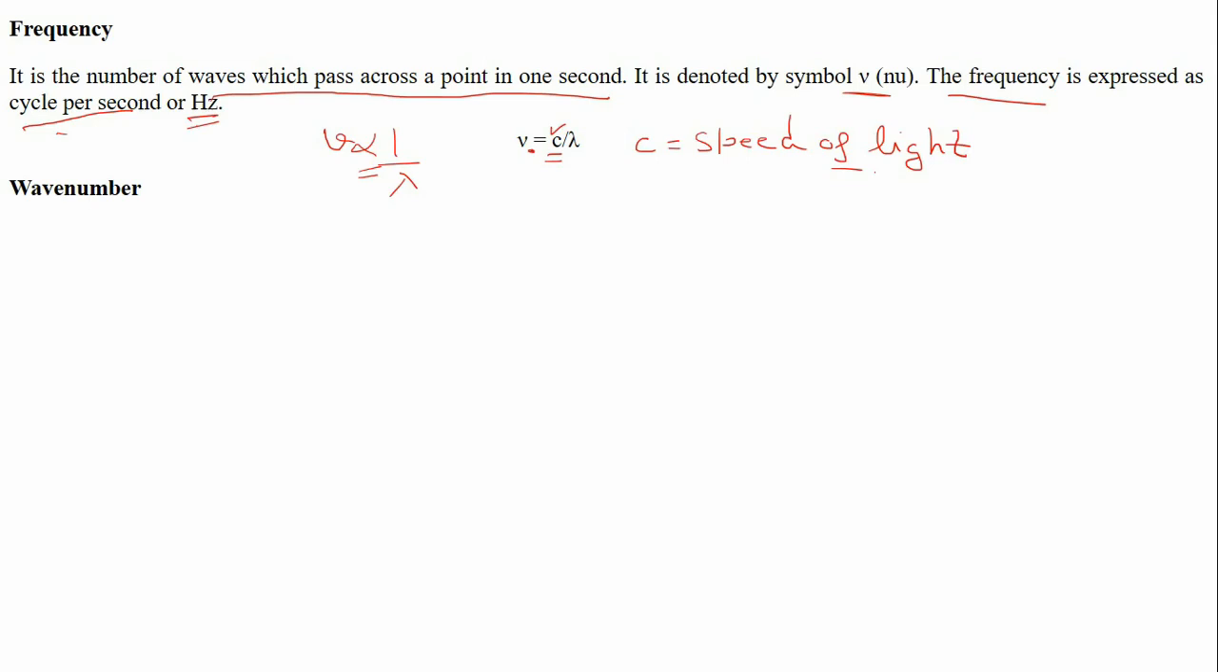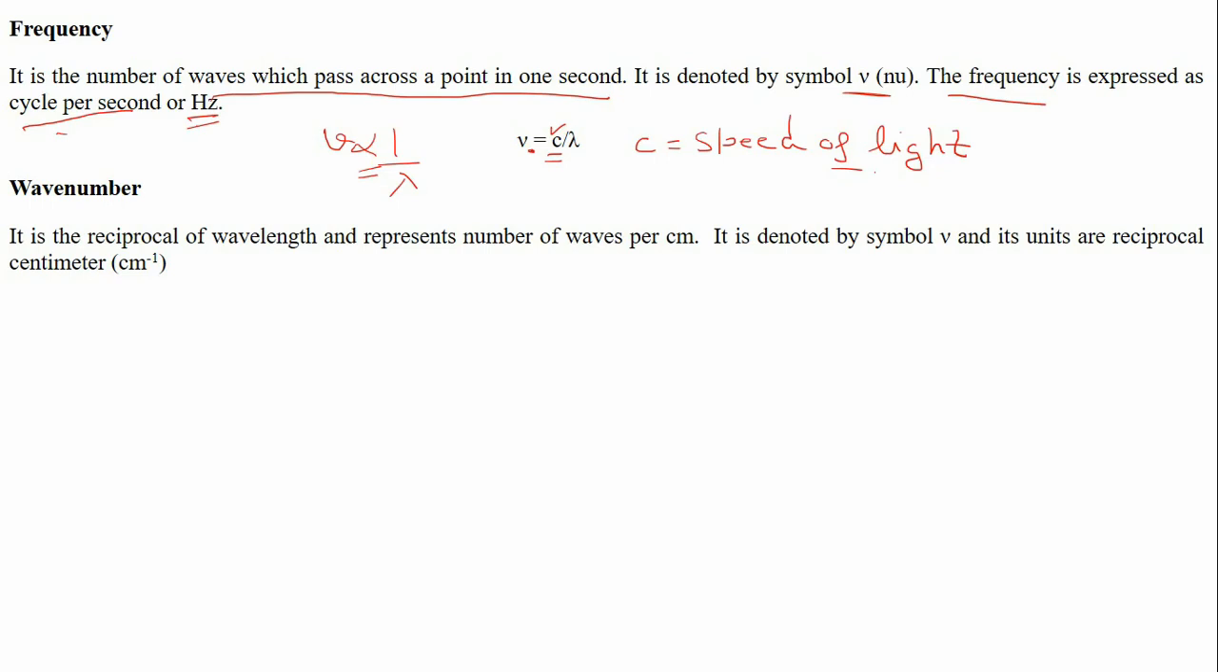Then the next is wave number, represented by the symbol nu bar, and the wave number is the reciprocal of wavelength. The reciprocal of wavelength is called wave number, and it can also be represented as the number of waves per centimeter. Its significance is, if you have a length of 1 centimeter, then the number of waves present in this 1 centimeter is called wave number, and it is denoted by the symbol nu bar.